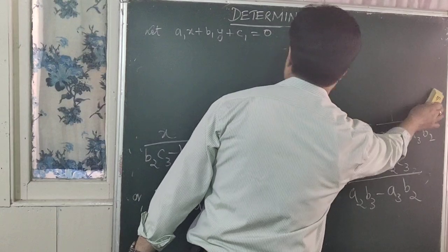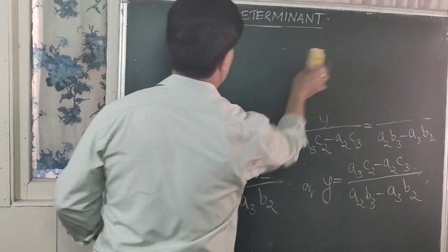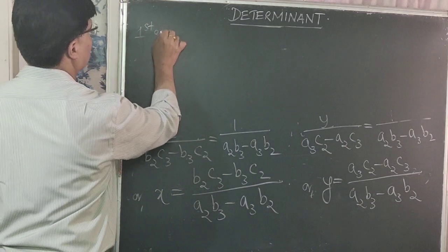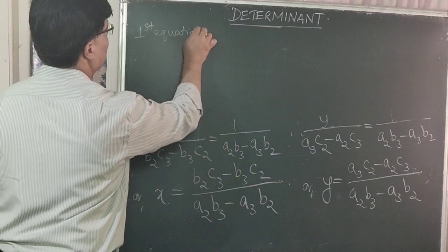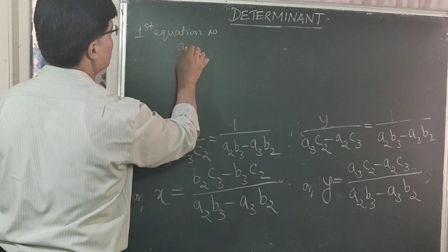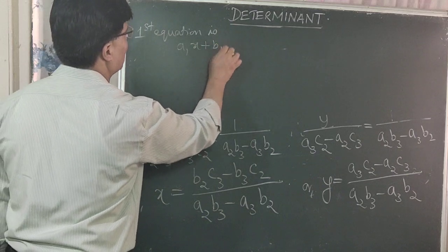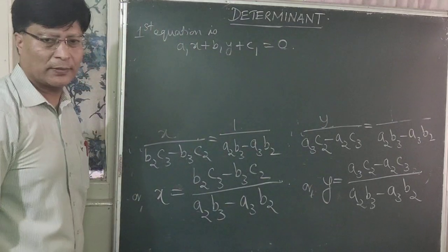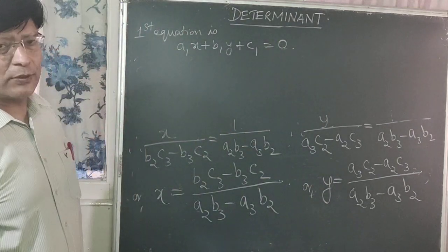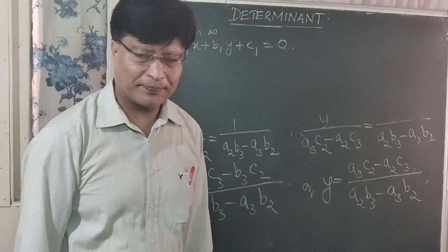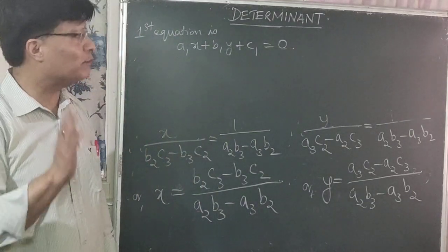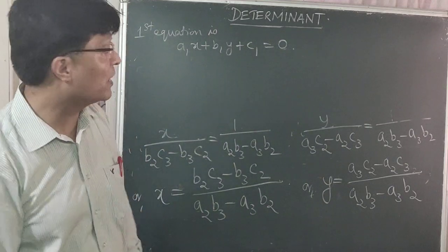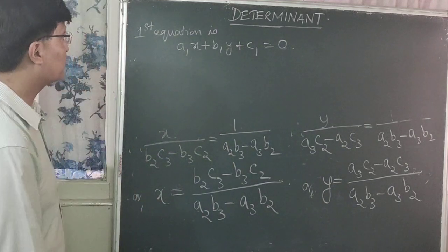Write down. The first equation is, what was the first equation? A1x plus B1y plus C1 is equal to 0. While I write this, you also keep writing in your notebook. Are you understanding? Keep writing in your notebook, keep understanding, and if you don't understand, you can write down the comment. Okay? In the comment box, right?